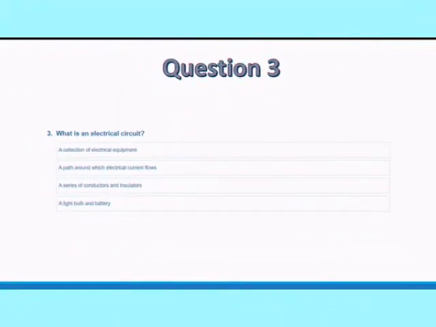Question 3. What is an electrical circuit? Is it A, a collection of electrical equipment? Is it B, a path around which electrical current flows? Is it C, a series of conductors and insulators? Or is it D, a light bulb and battery? Pause the video and record your answer.